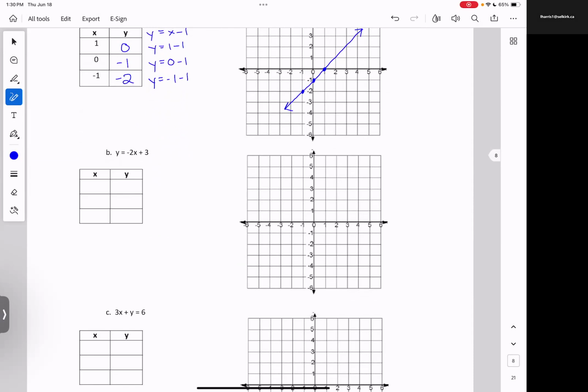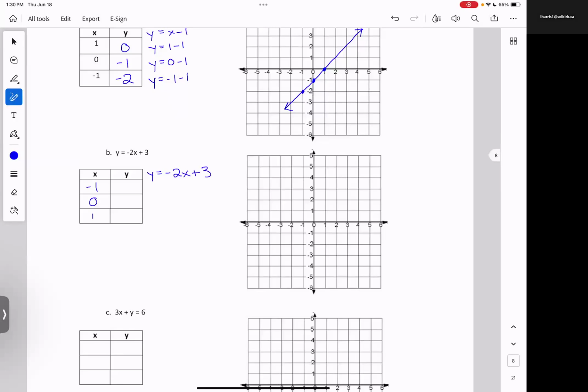Okay, next one. So this time it's already been solved for y, but we get to choose our x values. So you can choose anything. I often recommend x equals 0 as one of them because that tends to be a pretty easy one. And then I'm going to do negative 1 and positive 1 too. So our equation tells us y equals negative 2x plus 3.